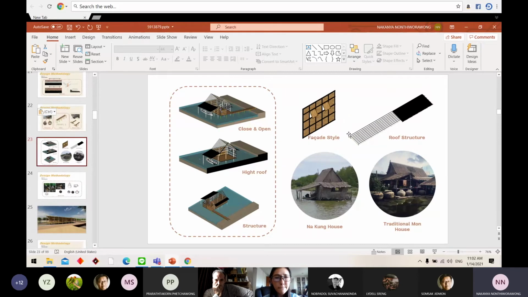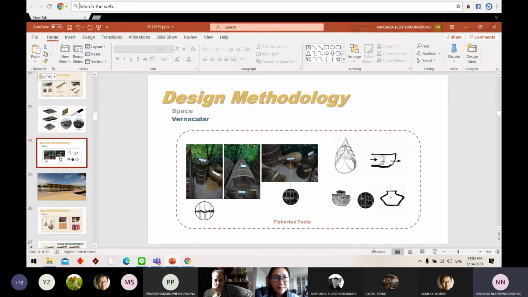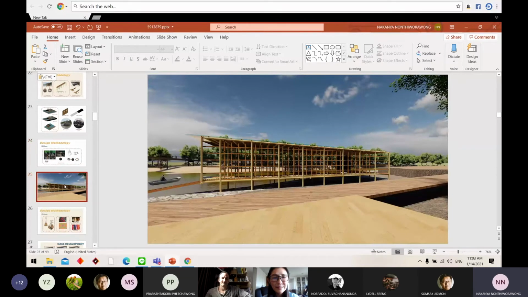And this is the analysis of the house, where I analyzed the size, the function, the height of the house, and the facade style, which is a rectangle style, and the idea of the roof structure. You can see the narrow rectangle structure topped with the roof. And this is the style of weaving of the tools in this area for the fisheries. So I try to use these things to create an architecture.